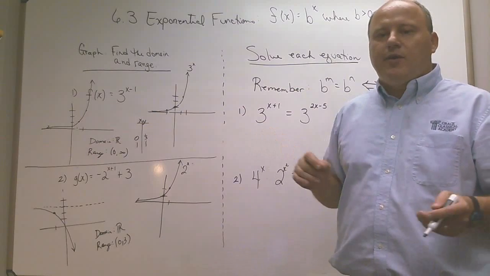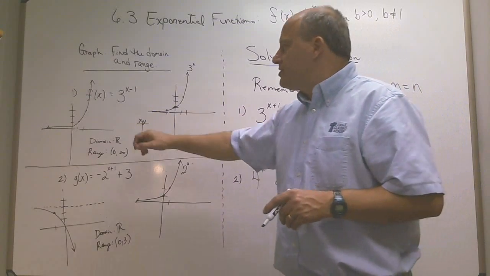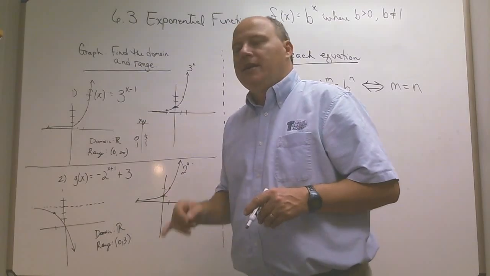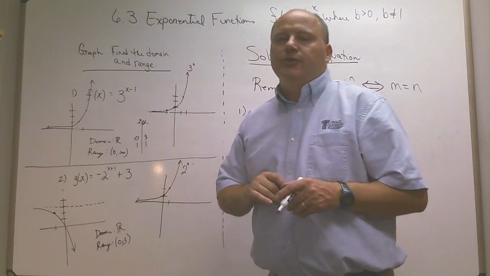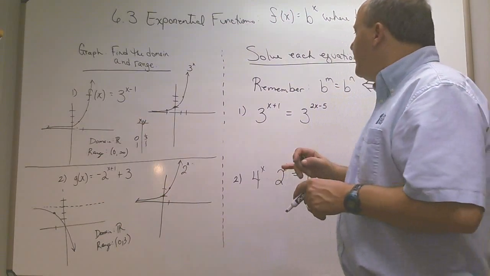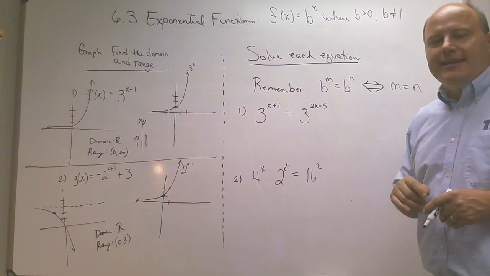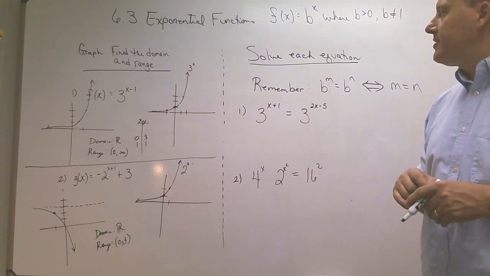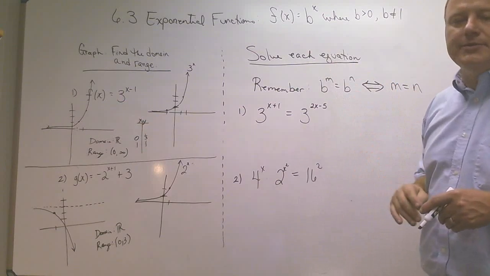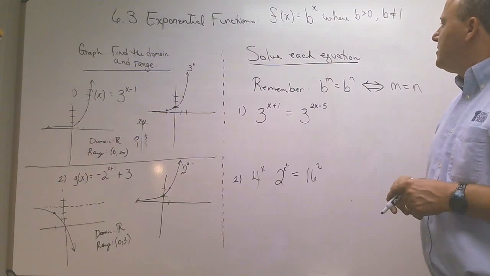Now, what if they ask for the horizontal asymptotes? Well, the horizontal asymptote on that one would be y equals 0, and the horizontal asymptote on that would be y equals 3. Now this is another section, another set of problems anyway, and it says to solve each equation.